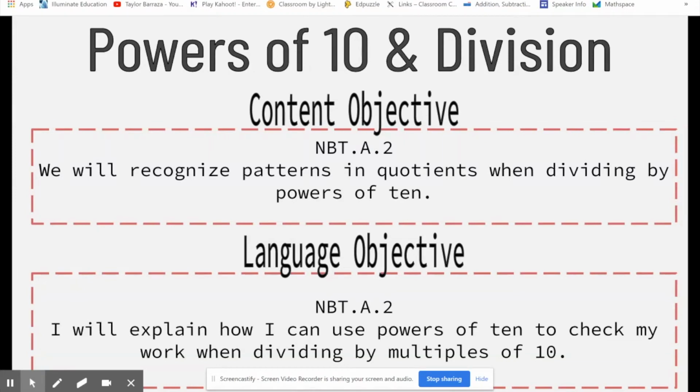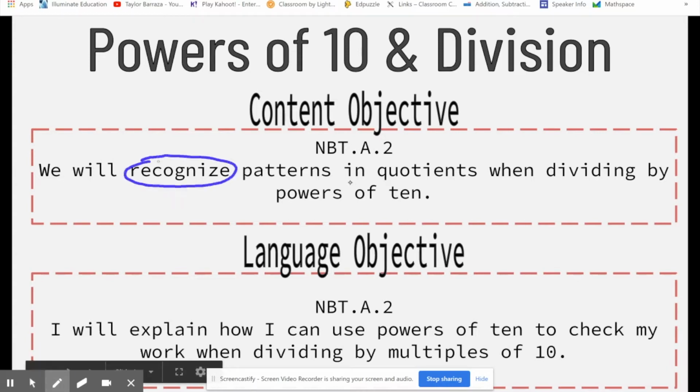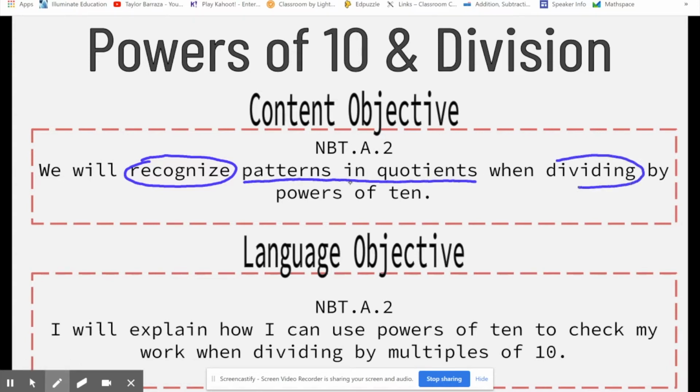In this video, we will be exploring powers of 10 and division. Our content objective, or our focus for the day, will be that we will recognize patterns in quotients when dividing by powers of 10.